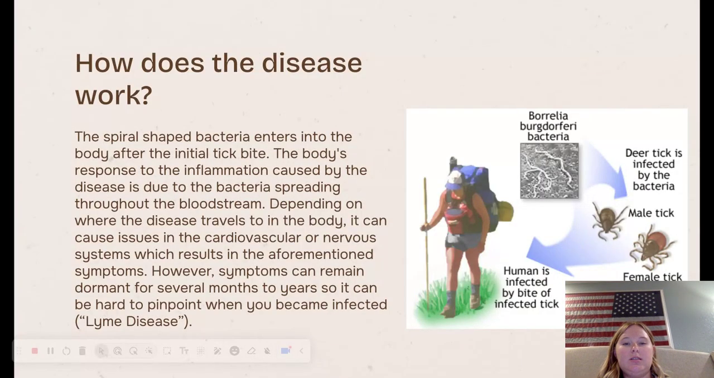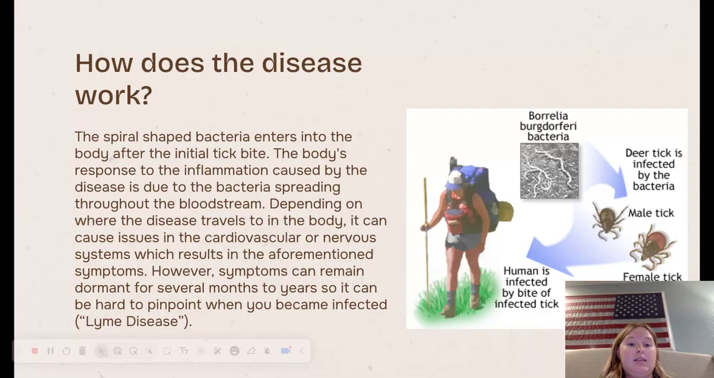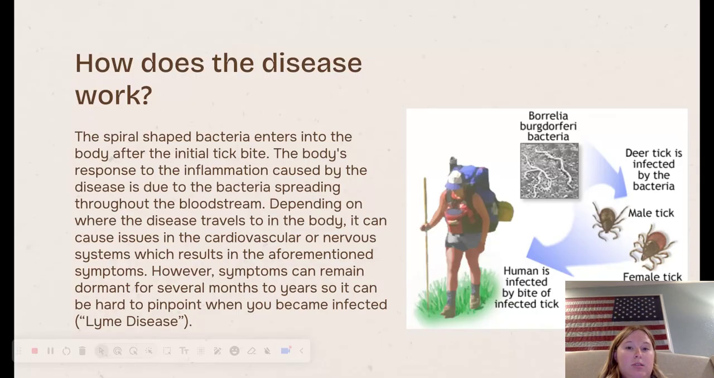So the gist of how this disease works is once the bacteria enters your bloodstream from the bite of an infected tick, it travels throughout the body, which causes the symptoms that I have previously mentioned. And the symptoms form because your immune system immediately recognizes the foreign bacteria, and it causes your body to become inflamed. Because of this defense mechanism, your white blood cells have to fight off the infection, which causes symptoms such as the rash or pain.